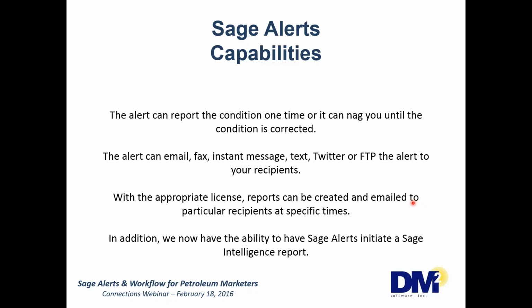With the appropriate license, reports can be created and emailed to particular recipients at specific times. And in addition, we now have the ability to have Sage Alerts initiate a Sage Intelligence report. Sage Intelligence does some wonderful things with reporting, not just financial, but all different kinds of reporting throughout the system. And think what it would mean to have Sage Alerts trigger a Sage Intelligence report that would be attached to an email and sent to whoever you require it to be sent to.